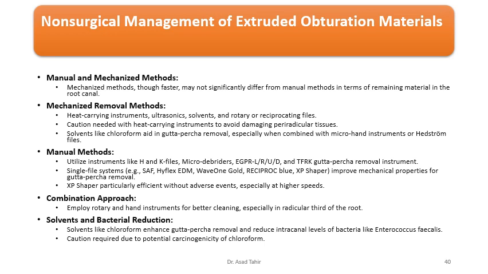Manual methods utilize instruments like H files, microdebriders, e.g., GPR/L/R/U/D, and the TFRK gutta-percha removal instrument. Single file systems, e.g., SAF, HighFlex EDM, WaveOne Gold, Reciproc Blue, and XP Shaper, improve mechanical properties for gutta-percha removal. XP Shaper is particularly efficient without adverse events, especially at higher speeds. Combination approach: employ rotary and hand instruments for better cleaning, especially in the radicular third of the root.